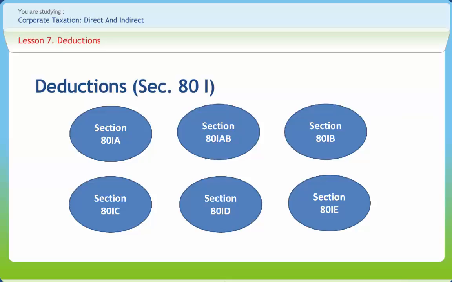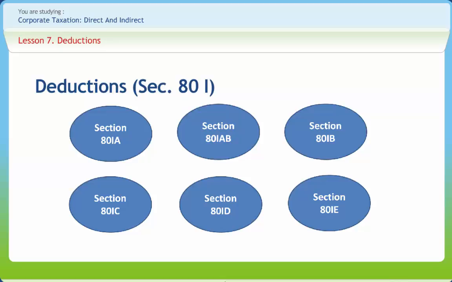be allowed in computing the total income of the assessee a deduction of an amount equal to 100% of profits and gains derived from such business for 10 consecutive assessment years. The deduction specified in subsection 1 may, at the option of the assessee, be claimed by him for any 10 consecutive assessment years out of 15 years beginning from the year in which the undertaking or the enterprise develops and begins to operate.